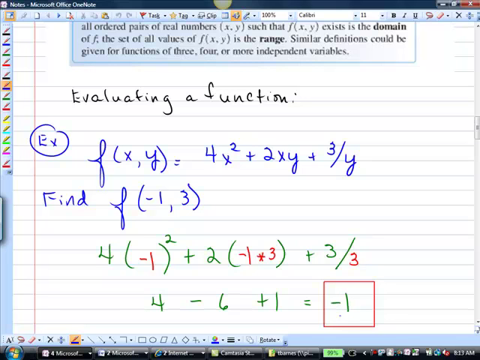And so this is called f of x, y, but you might also call it z. So if you were graphing on a three-dimensional graph, that would be your z. Questions on that? You're just plugging in.